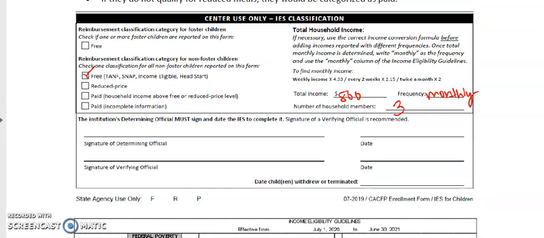Please send all IES forms to me by scanning them.